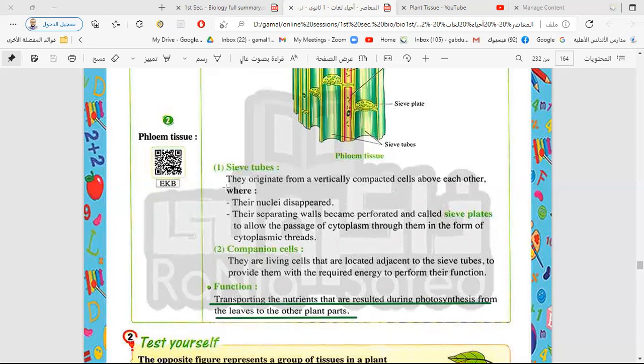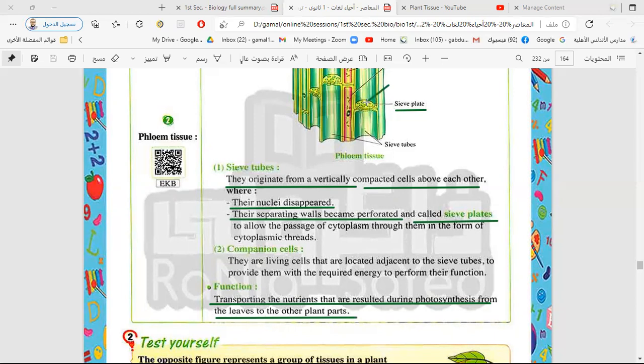What is the sieve tube? The sieve tube originates from vertically compacted cells above each other, and the nuclei disappear. Only the nucleus disappears, and the separating walls become perforated, meaning pitted, full of holes. The pitted plate is called the sieve plate.